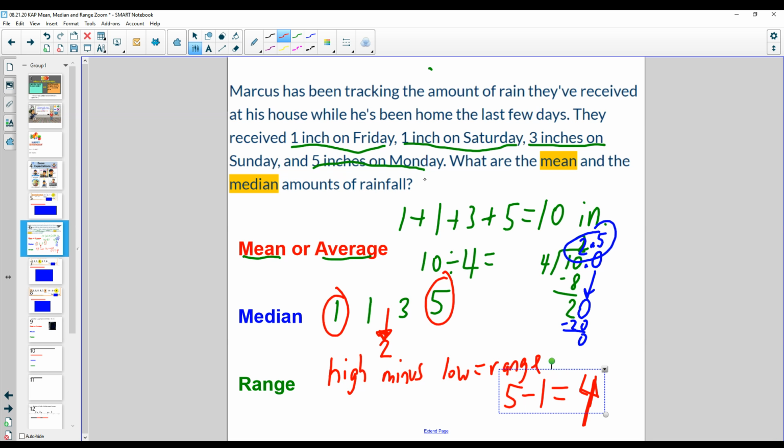So we have mean or average, where you add up the numbers and divide by how many values there are. Median, put them in order, find the middle. Range is high minus low.